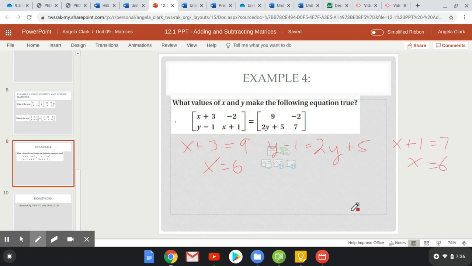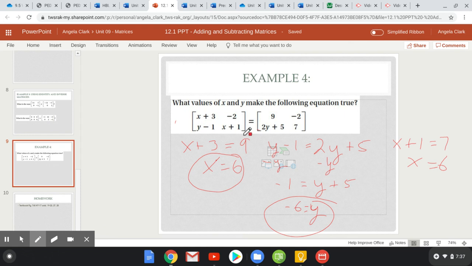Okay, so now over here, I'm going to subtract y from both sides. So I'm going to get -1 equals y plus 5. Subtract 5 from both sides. So I get -6 equals y. So I get x equals 6 and y equals -6 as my solutions.